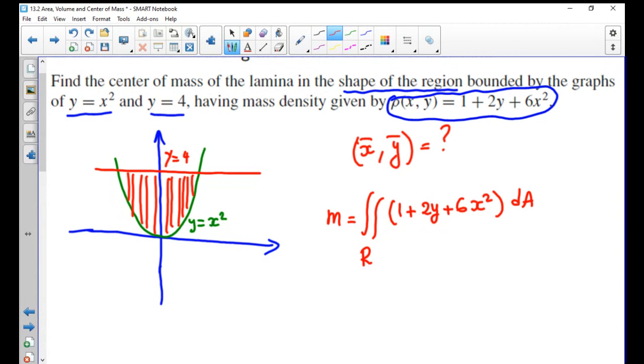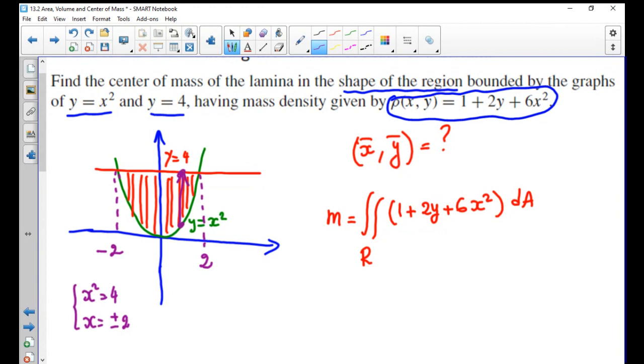Now, we want to integrate over R. Do you think we do it with respect to x first or y? Y, yes, we need to do it with respect to y from here to here, and then with respect to x from minus 2 to 2, yes? You can see that the intersection will be x squared equal to 4, so x is plus or minus 2.